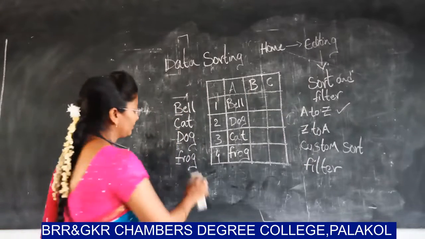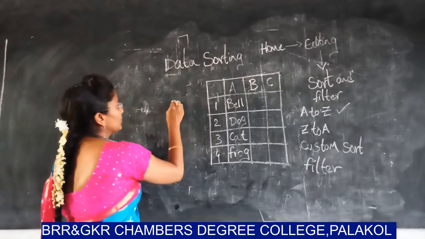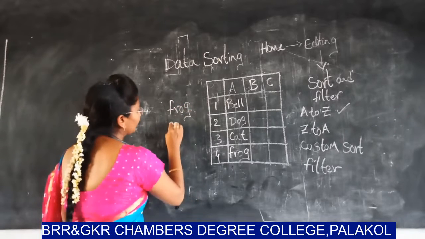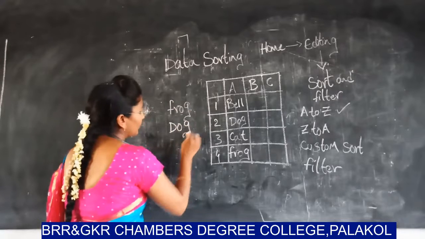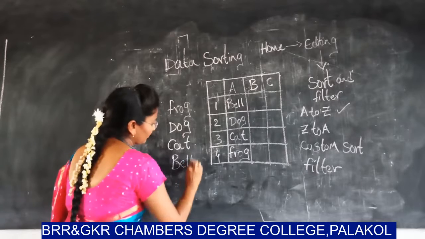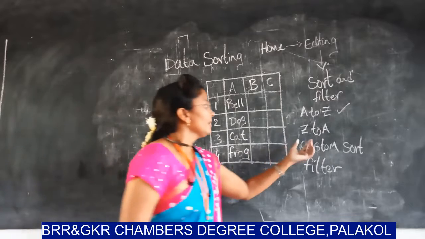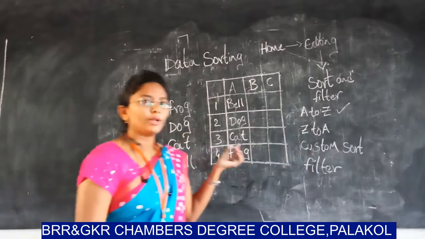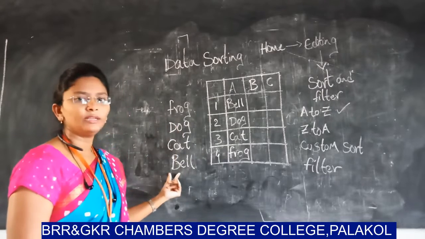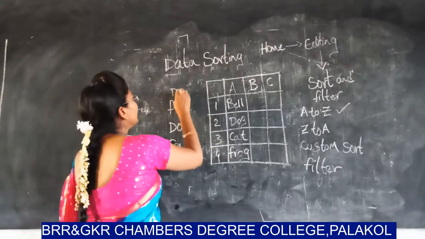What is descending order? It goes from the last position, and the last is frog, and then dog, and then cat, and then bell. It will be changed in this way. That means Z to A means descending order. The last alphabetical letter will come first, and then the next, and then the next. The data is arranged in this process. This process is descending order.